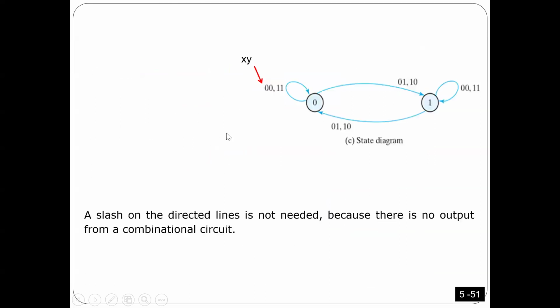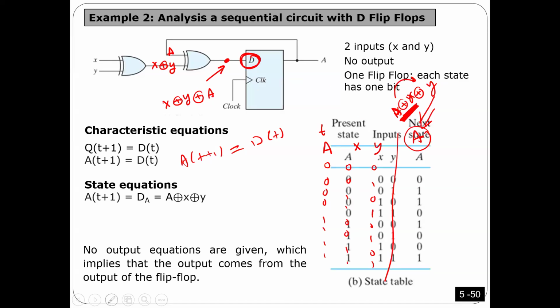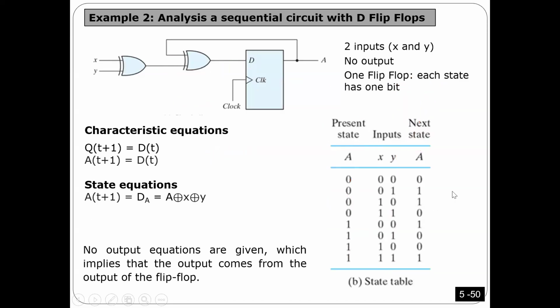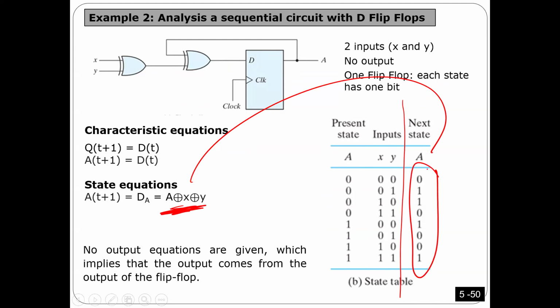So this is how I make it here. This is the inputs that I told you about. I put A, X, and Y. I put all possible cases. I'm using this equation, the equation I found here, and I can fill up this column. Now I'm done.